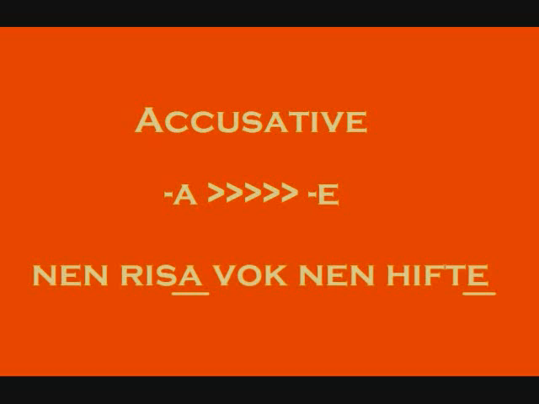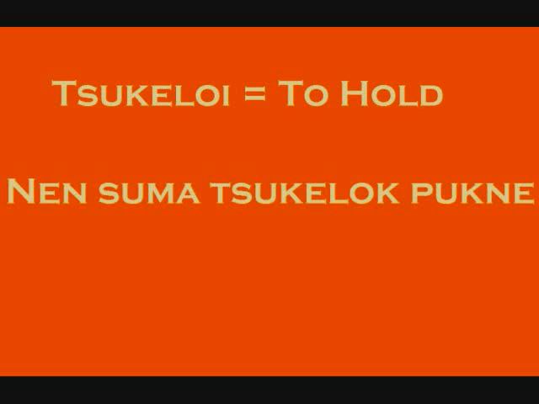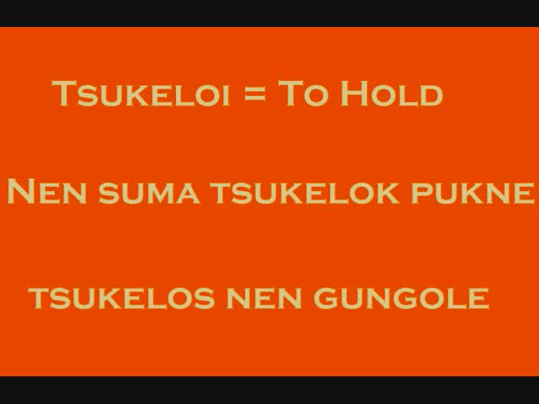In Dangin Nira, to put a noun in the accusative case, we have to change the a ending to an e. So, for example, to say the man is using the pencil, you'd say nen risa vok nen hifte. Now we can use a lot more verbs. For example, Tsukeloi, which means to hold. So if you wanted to say the woman is holding a cat, you'd say nen suma tsukelok pukne. Or to say I'm holding the rock, you'd say Tsukelos nen gungole.